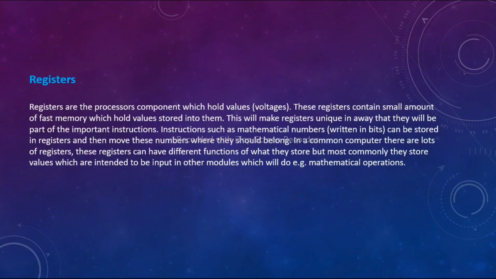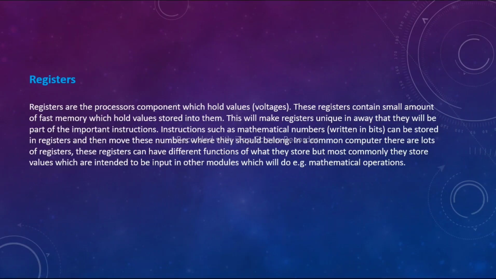Register. Registers are the processor's components which hold values. Those registers contain a small amount of fast memory which holds values stored into them. This makes registers unique in a way that they will be part of the important instructions. Instructions such as mathematical numbers written in bits can be stored in registers and then moved to where they should belong. In a common computer, there are lots of registers.